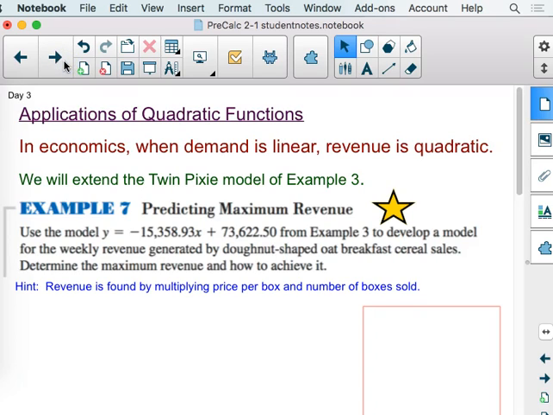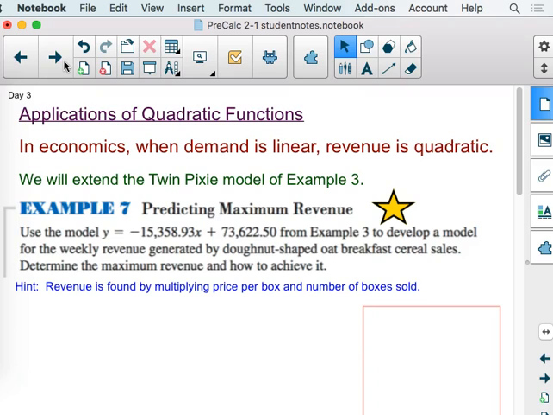Day 3 is applications. And applications, of course, mean we're going to do some stuff involving some real-world situations. And like I said, we're going to start all the way from the data and work our way backwards. We actually started this problem earlier on. And this is applications of quadratic functions in economics where demand is linear, revenue is quadratic. With the Twin Pixie model, we talked about how if the price goes up, the number of boxes that they sell definitely goes down. And that was definitely a linear model. But as it says, while that demand was linear, revenue is a quadratic. So revenue becomes a parabola.